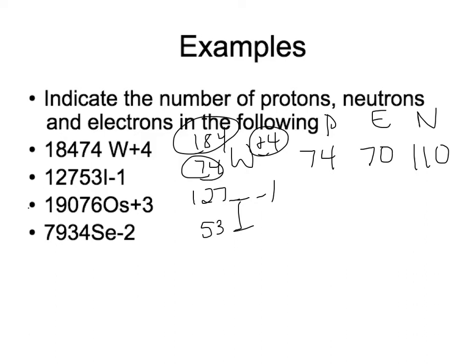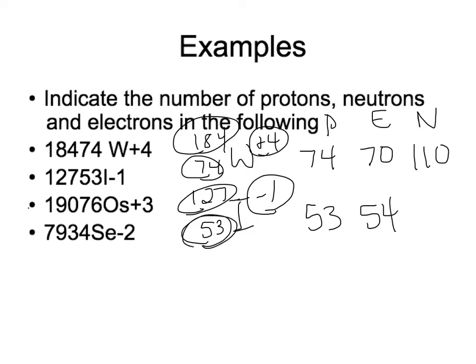Okay, for iodine, I can look this up on the periodic table, or I see it right there: 53 protons. The electrons, it is a negative 1, so it must have gained an electron somewhere. So 54 electrons, and then I'm going to go 127 minus 53 to give us a total of 74 neutrons.